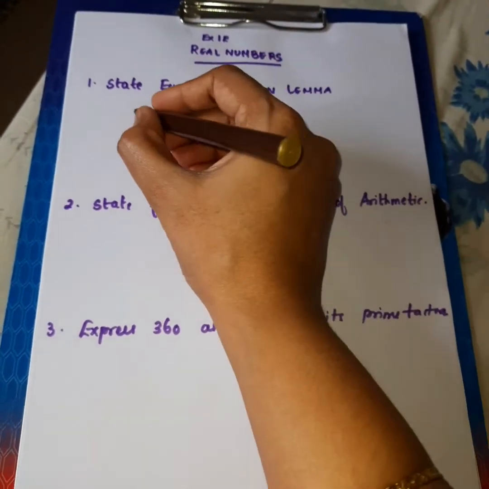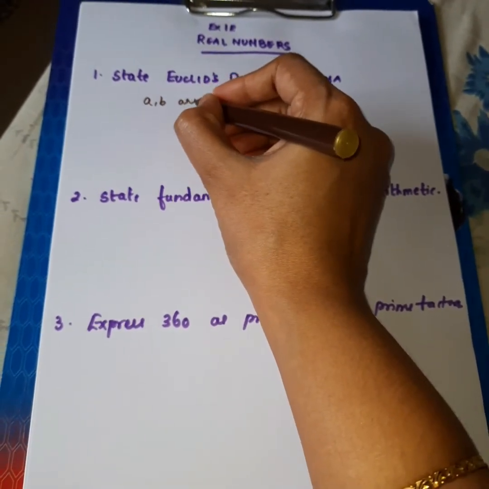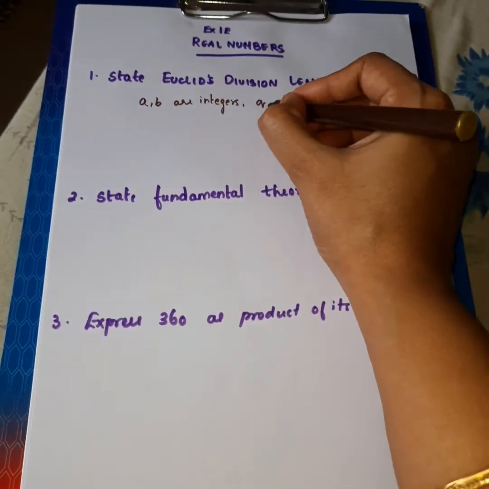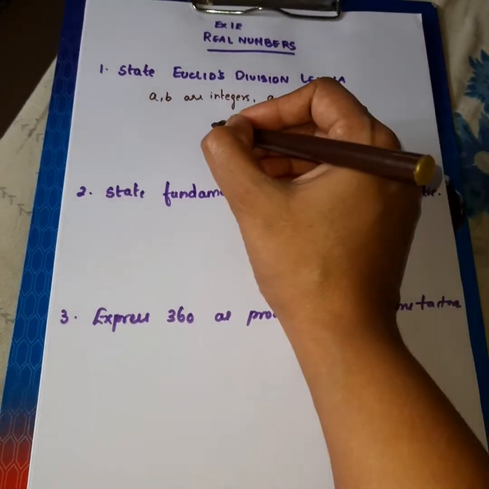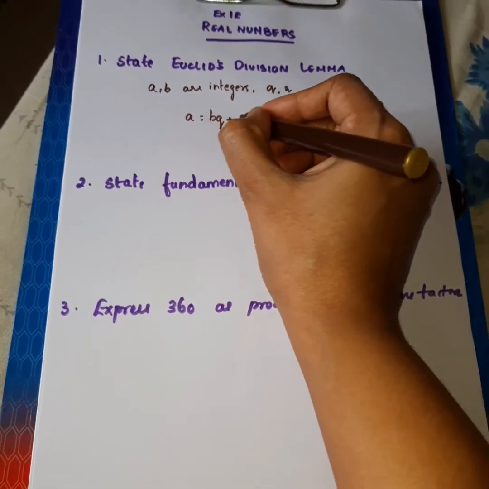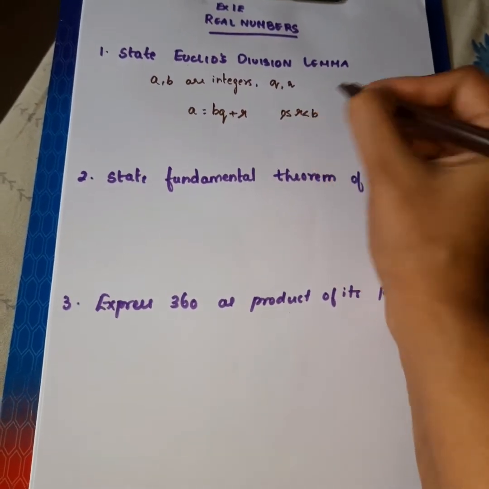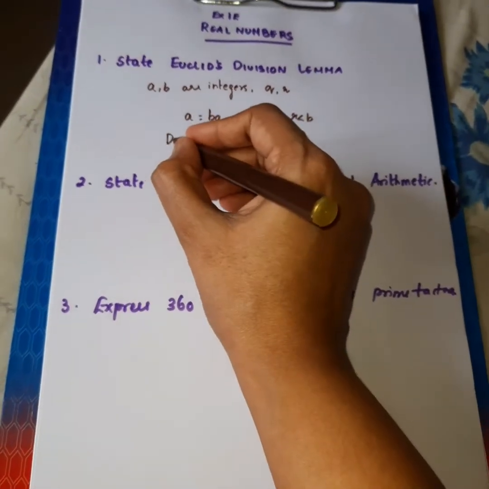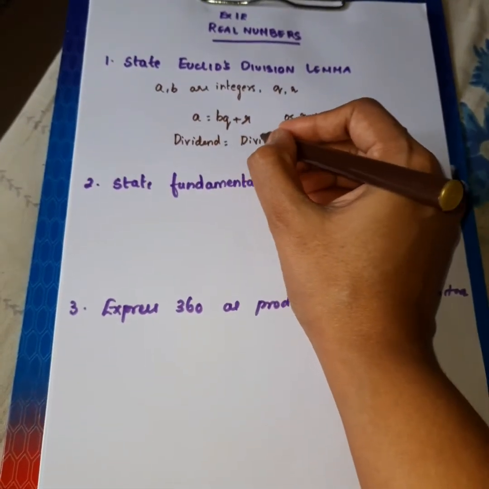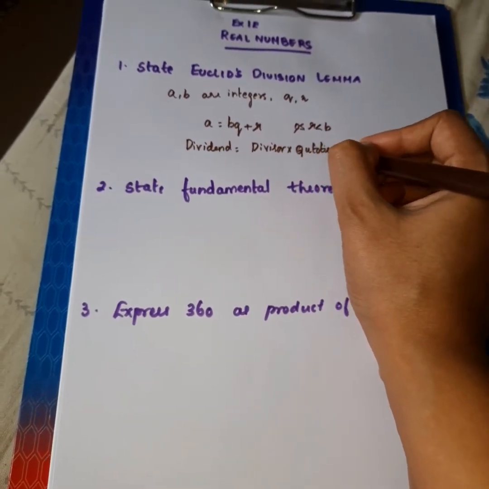So we have already seen it. It's nothing but, if a and b are integers, then there exist two unique integers q and r, which are the quotient and remainder. So a equals bq plus r. Here the remainder is definitely less than b. So a is the dividend, b is the divisor, q is the quotient, and r is the remainder.